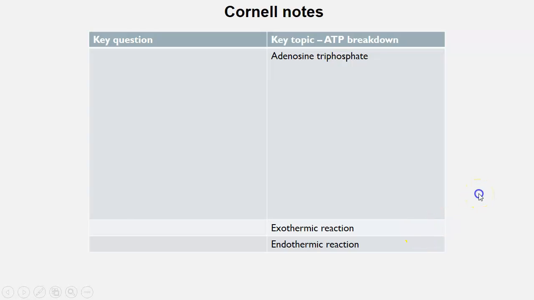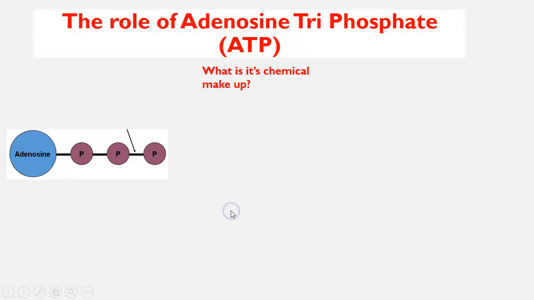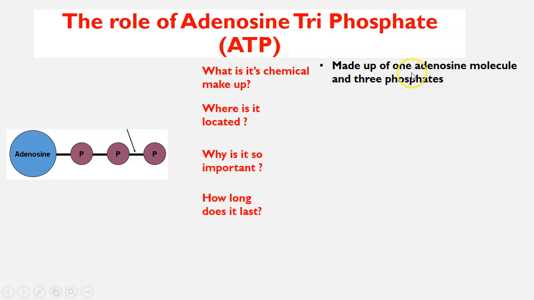So if we are going to be speaking about ATP, ATP or adenosine triphosphate is 1 adenosine molecule and 3 phosphates. As you can see here, this is the makeup and this is what it looks like. What we need to know is its chemical makeup: it is 1 adenosine molecule and 3 phosphates. We need to know where it's located. Adenosine triphosphate is located or stored in the muscle sarcoplasm.